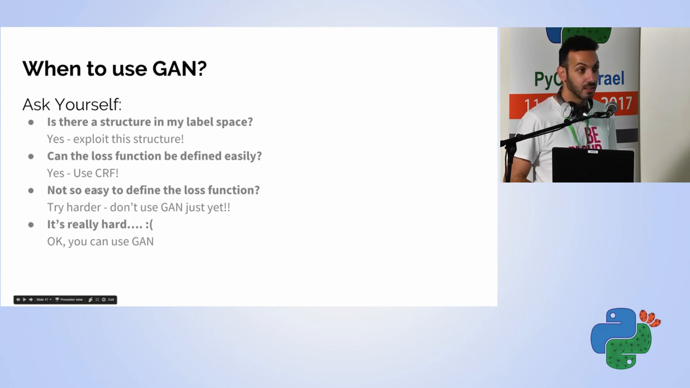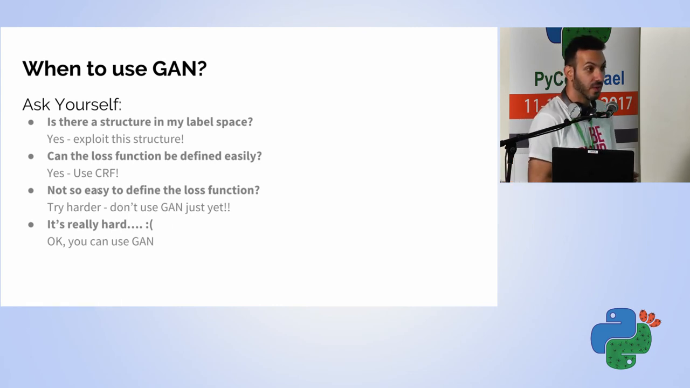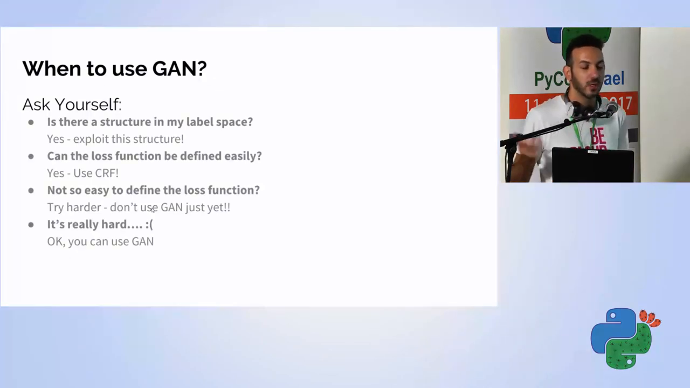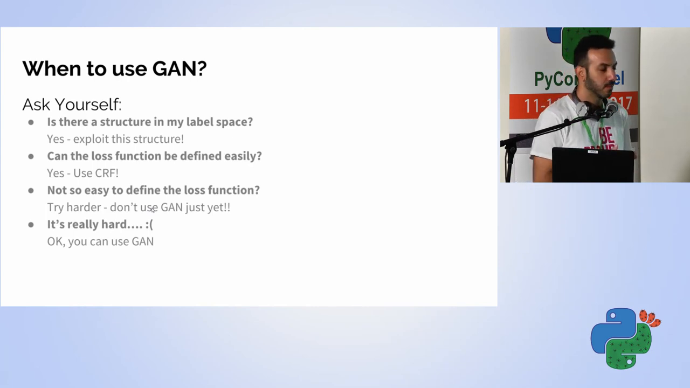If it's still hard to define your loss function, by all means try harder. And if you don't succeed for a couple of years, maybe it's okay then to use GAN. I mean, don't run to GAN as a first solution. It's tricky to handle. Most of the time, it's an open research issue. Believe me, we are in this research right now, and it's super complicated. The manifold is not there yet, right?